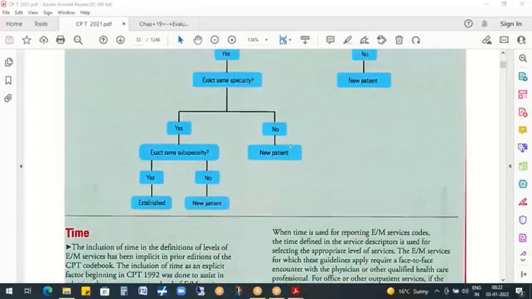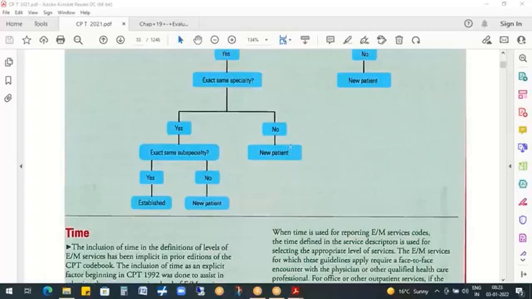Okay, now listen everyone, one more question. The patient initially came for orthopedic in Apollo Hospital. He is coming after 1 year. This time he is going to a cardiologist. To the cardiologist, does he become new or established? New patient, sir. Why? Because here he changed the specialty. Previously he went for orthopedic. Now he is coming for cardiologist. Like that we will decide new patient or established patient. Now write down the key terms, new patient key terms.